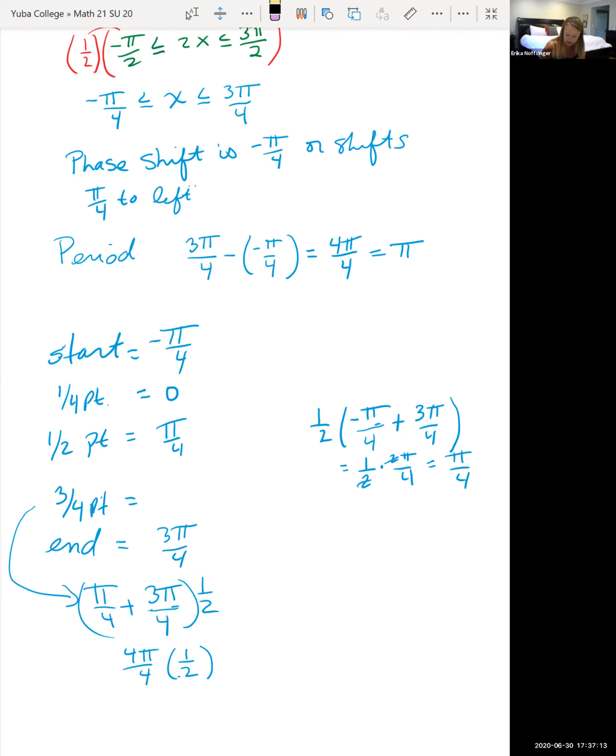And so let's take the 2 goes into 4 2 times. So this gives me 2 pi fourths. So 2 pi fourths is our 3/4 point.